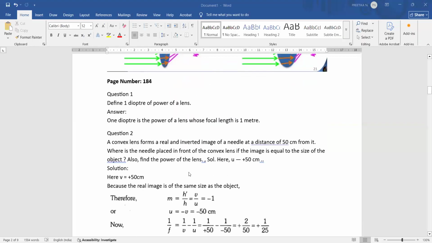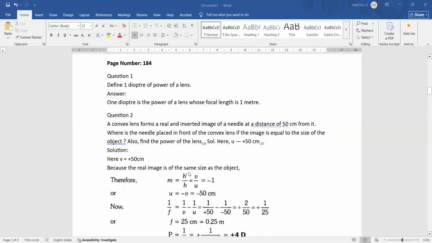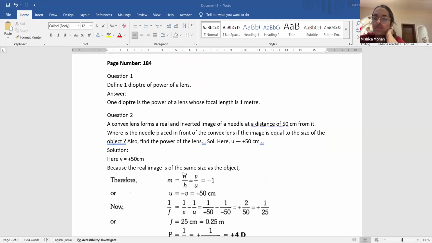Uske baad, the next question we are having is the numerical part now. There is a convex lens which forms a real and inverted image, this time of a needle at a distance of 50 centimeter. This 50 centimeter is what, beta? It's the value of which quantity? Object distance. Object distance.